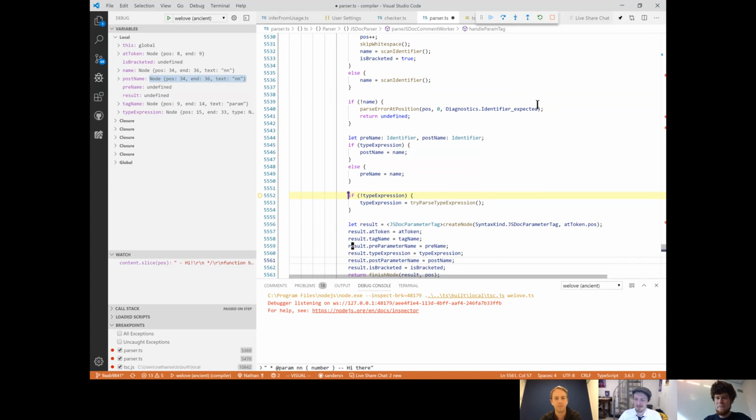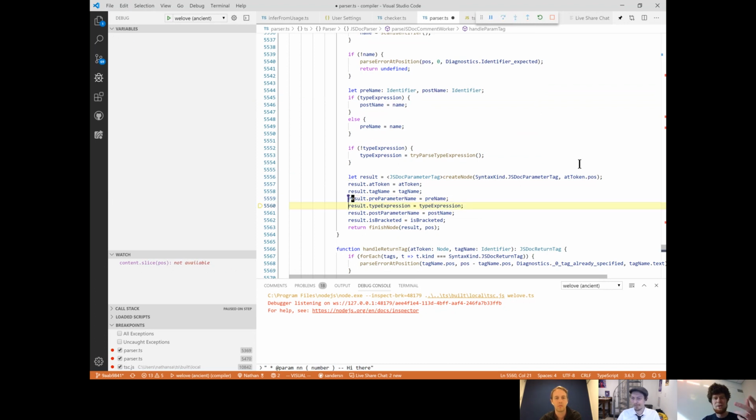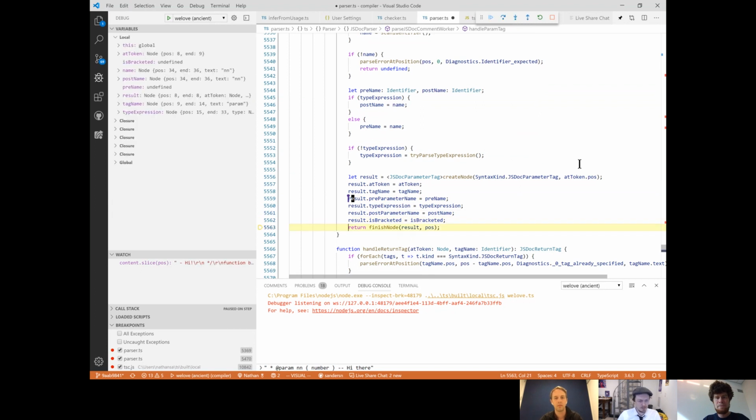Should I move on? Yeah, go for it. Okay. So here we think we're in the normal JSDoc syntax mode, and we don't try to parse another type. Okay, so we create a node, we set a bunch of properties, and then we finish the node. So that's fairly normal, except we didn't create this at the beginning because we're managing all our own positions since we have our own scanner. We're almost done, I think.